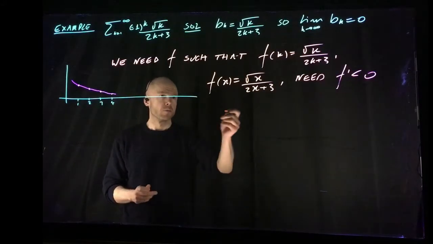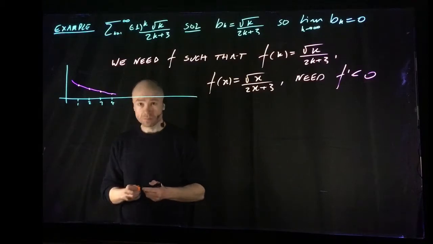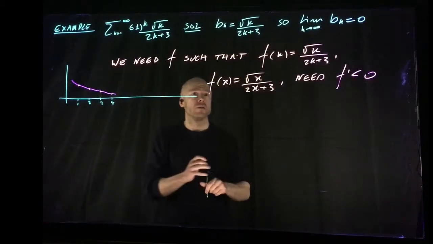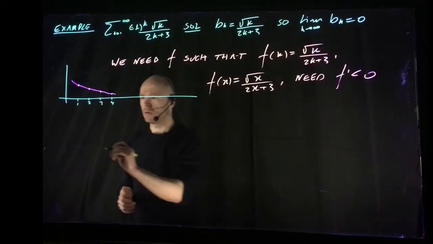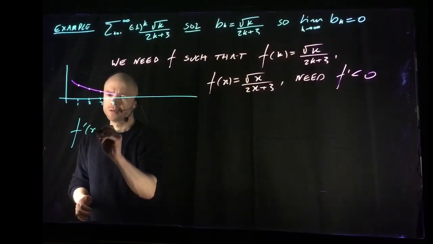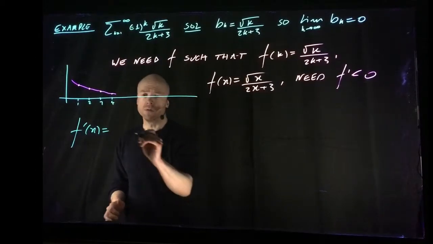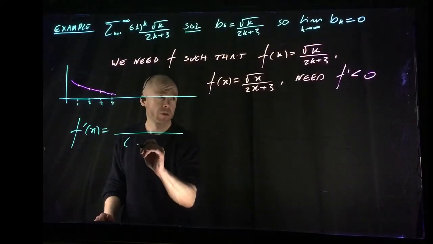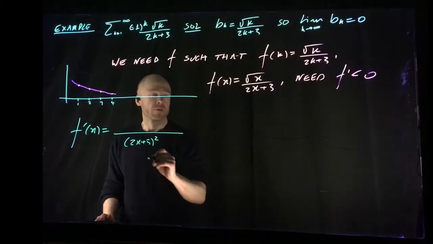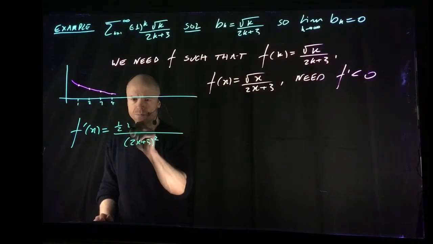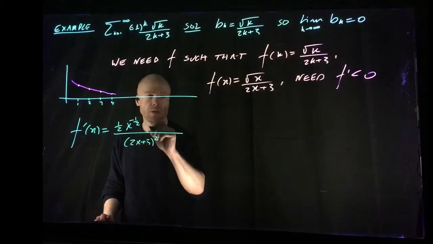So we need to check that this thing actually has negative derivative, so we're just going to calculate it. So put it here. F prime of x, we apply the quotient rule, everything over the bottom squared. Differentiate the top, leave the bottom alone.